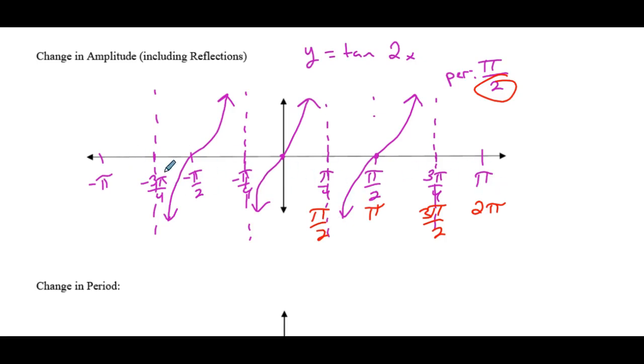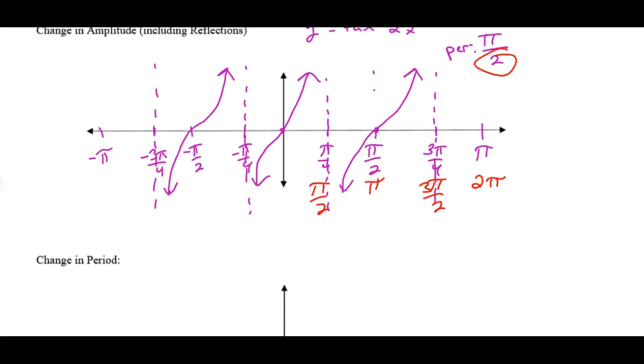So by switching these numbers the way you label the graph, you can change the period without really changing the look of the graph. So they should kind of look the same, and it makes it easier to graph that way.